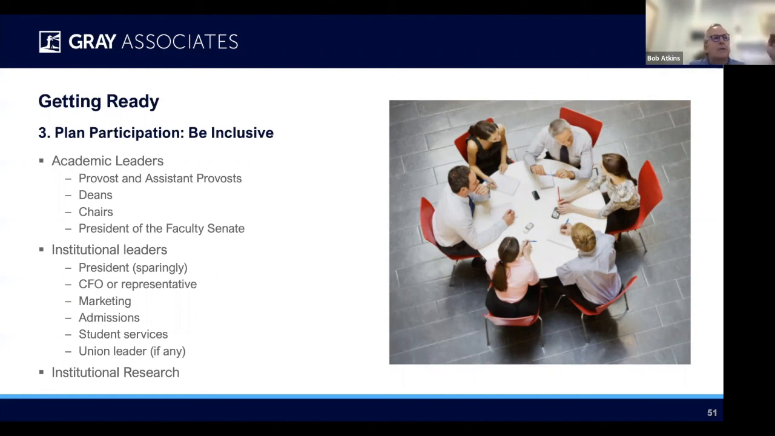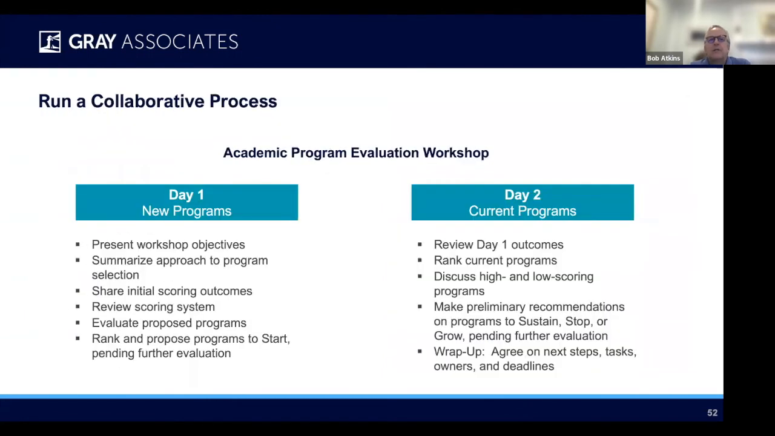Then you get to other people on the institutional side: the CFO or somebody from finance, marketing, admissions, student services, and I mentioned the union leader. Institutional research should also be there. Much of the data that you share in a workshop, they'll have comments on, they'll understand, and they can answer some detailed questions for you as you go through the process.